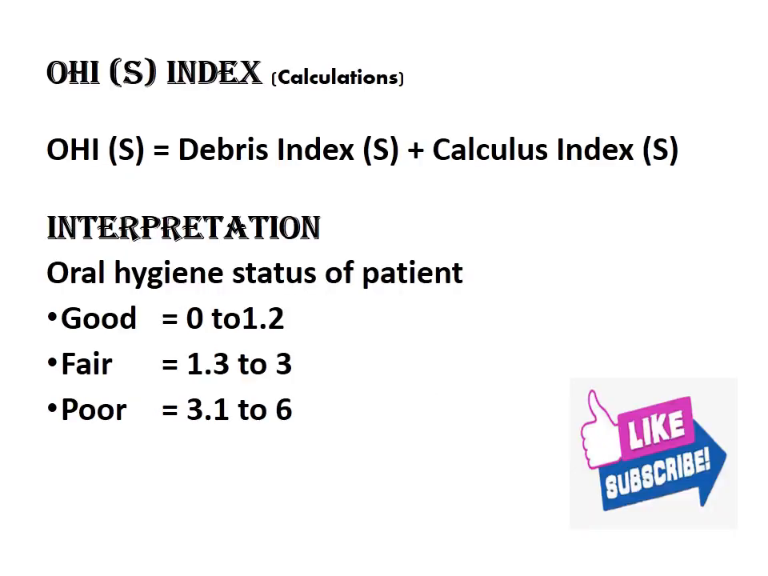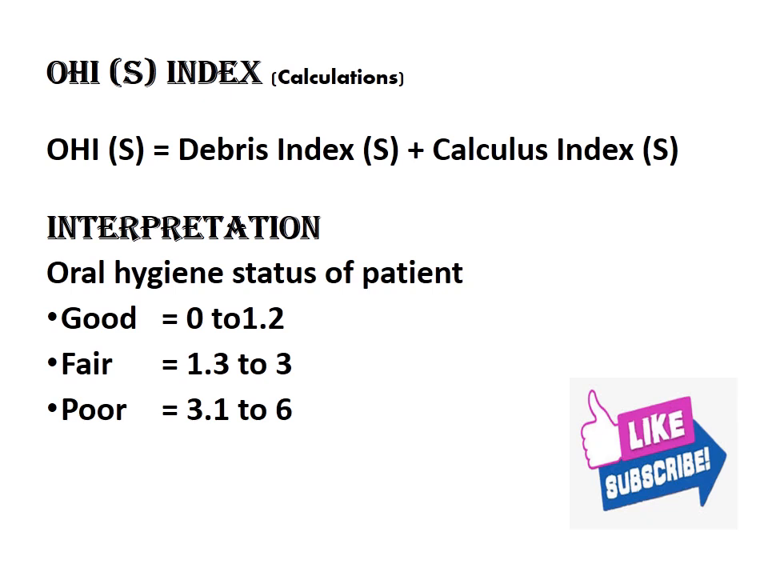After calculating the debris index and calculus index separately, you add the debris index simplified and calculus index simplified to get the oral hygiene index simplified score. The range of oral hygiene index simplified score is from 0 to 6.